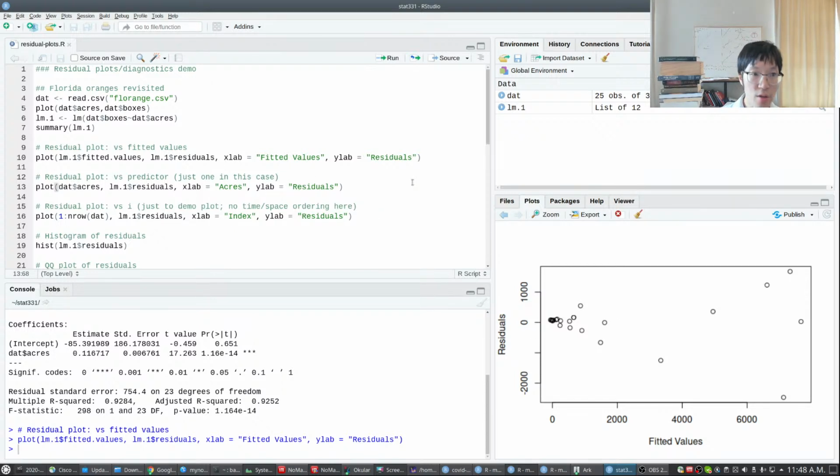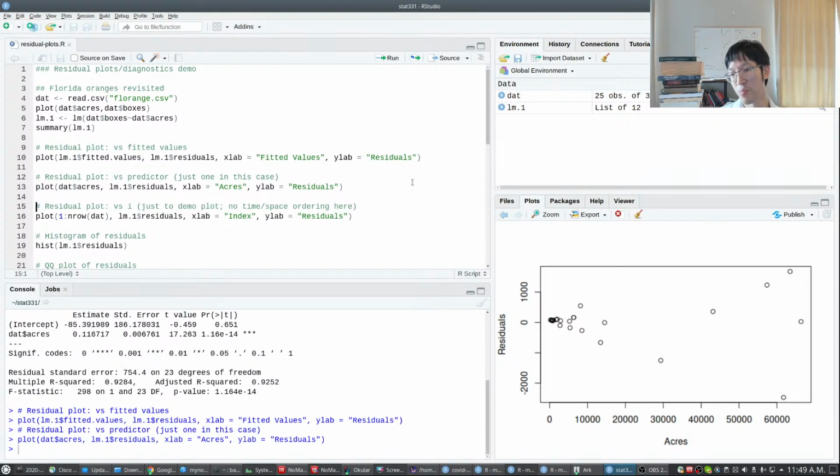We can also plot the residuals versus just the predictor. In this case, it's going to pretty much look like the same plot because there's just one predictor. Okay, so you'll see it's the same plot. It's just rescaling the x-axis. Now it's using acres instead. Now, when you have multiple predictors, then this will look different than just plotting the fitted values.